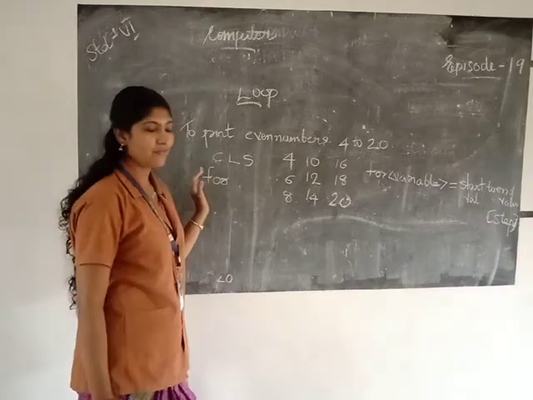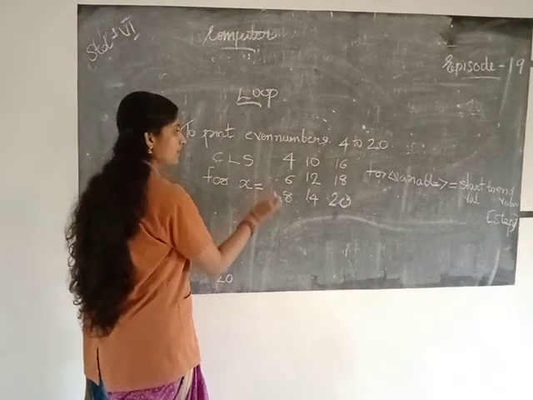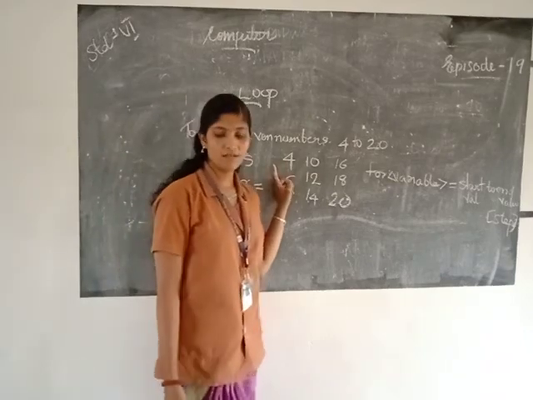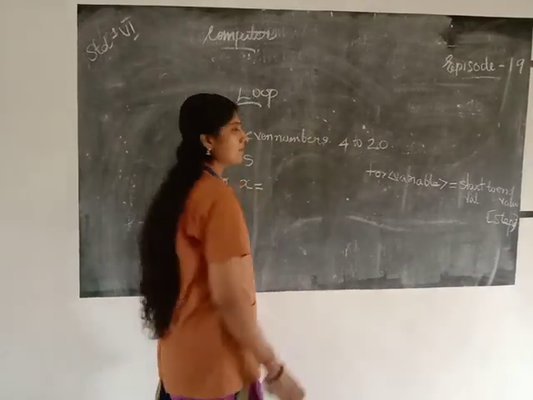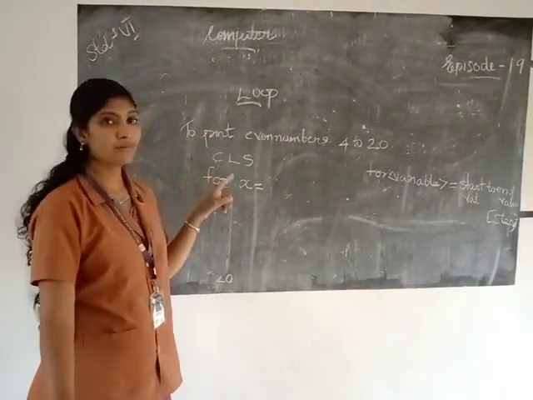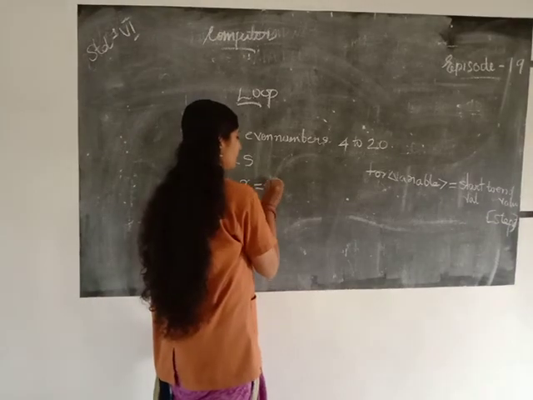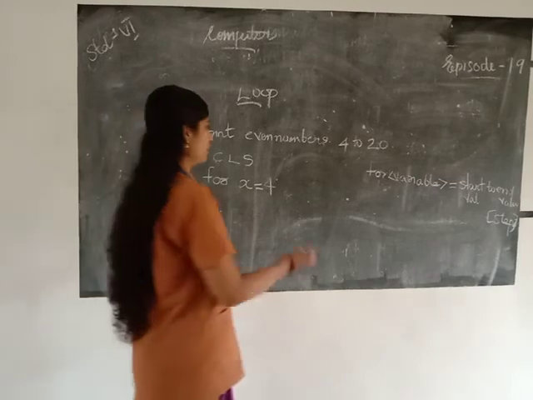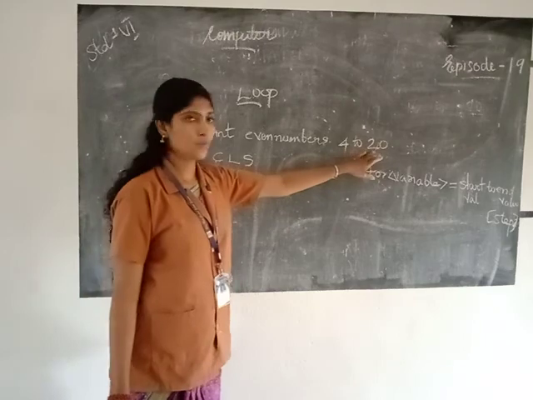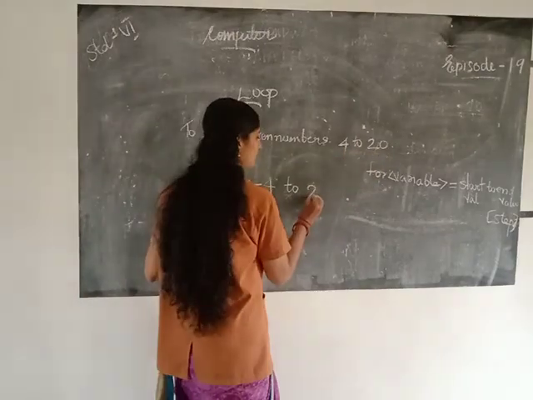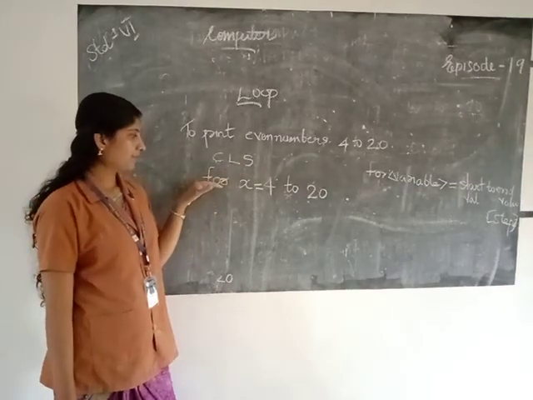Here we can use a variable letter X equal to. The first initial number we want to print is 4. Why do we use 4? Because we have to get the numbers from 4 to 20. So the initial value is X equal to 4, and the final or end value is 20. Once again, first clear screen, then 4.